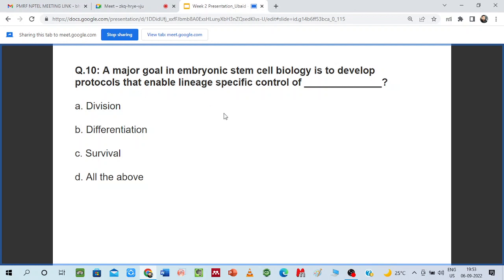And these stem cells also have limited survival. They do not survive for many passages in in vitro conditions. If we develop procedures or protocols that help to enhance the survival, it will also be beneficial for stem cell biology. And another thing is the division. If we control the division of the stem cells, and after differentiation, the division of the functional or differentiated cells which are made from the stem cells, it will be beneficial to specifically control the lineage.